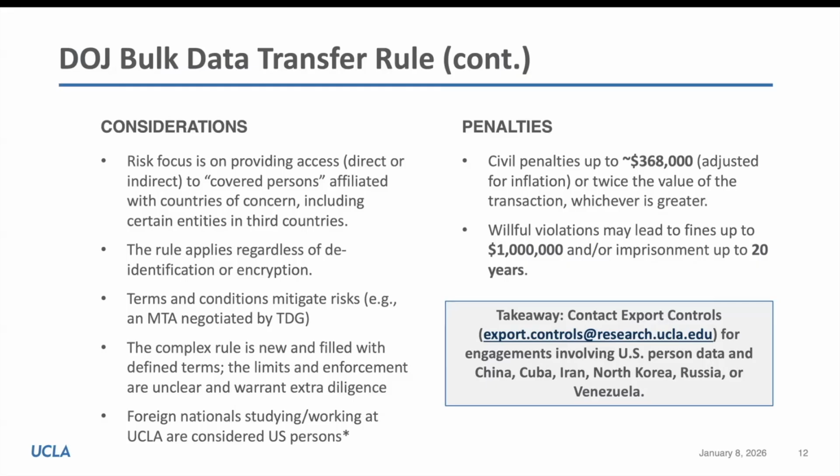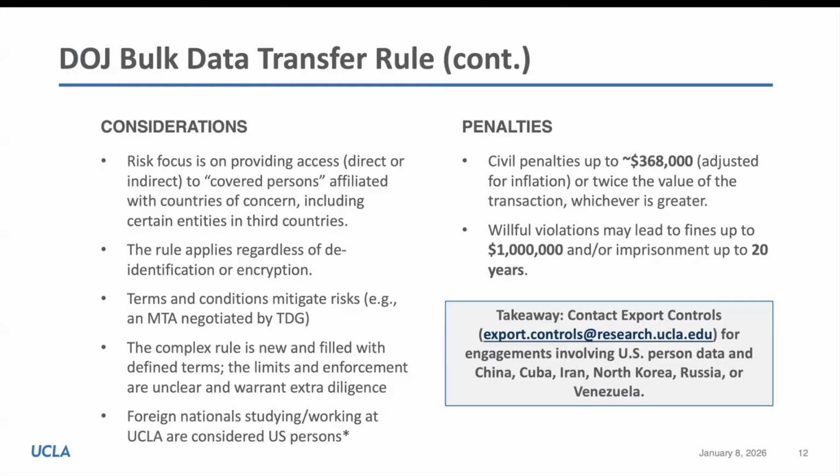And just reiterating a point I made at the beginning, foreign nationals who are studying and working here at UCLA are actually considered US persons. So they would be subject to the rule. They wouldn't actually be prohibited as a recipient in a country of concern. They would be subject to the rule just like UCLA, just like all of us that are here working and studying here. So for the penalties, civil penalties are up to $368,000 or twice the value of the transaction, whichever is greater. And willful violations can lead to even more than that, up to $1 million and 20 years in prison.